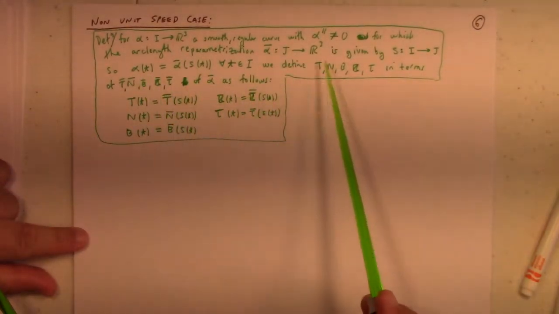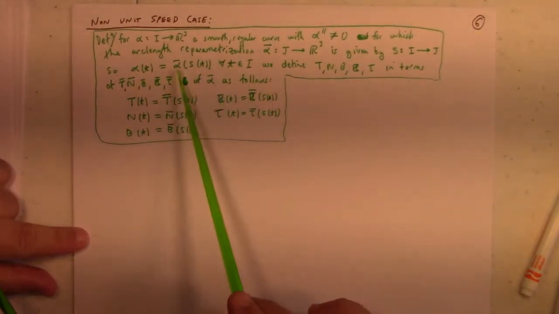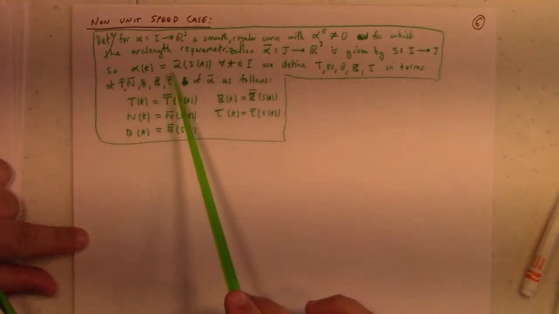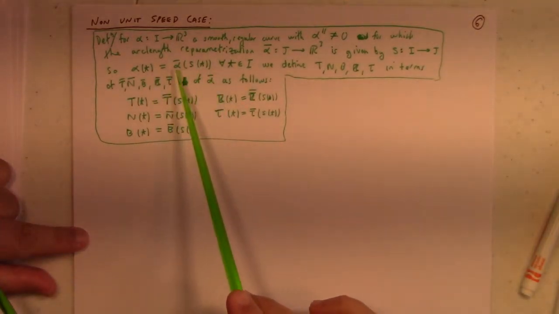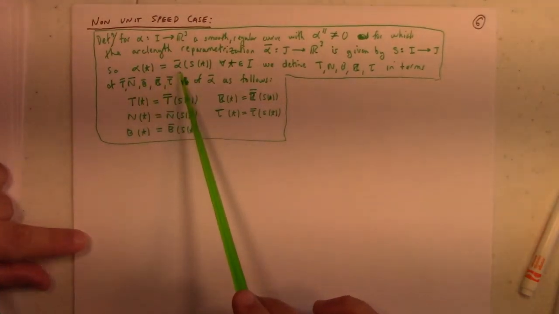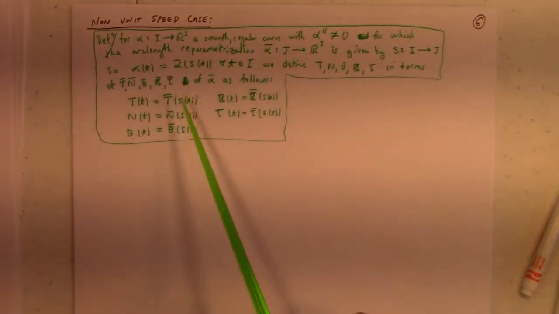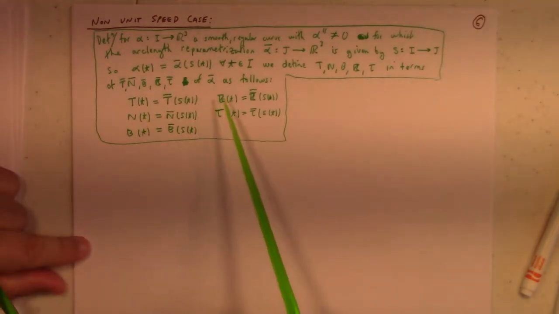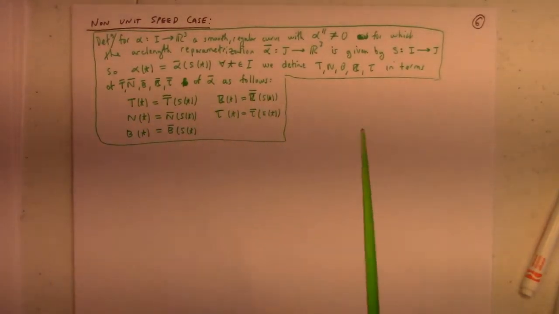First of all, s is the arc length function, we're assuming. So alpha of t is alpha bar of s of t. That's the connection between the non-unit speed and the unit speed parameterizations of this curve. And then we define the tangent, normal, binormal, curvature, and torsion in the natural way.